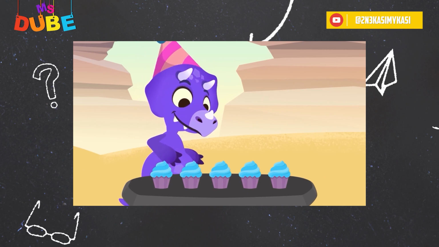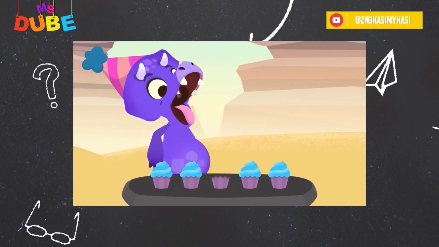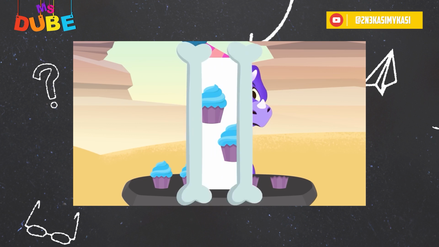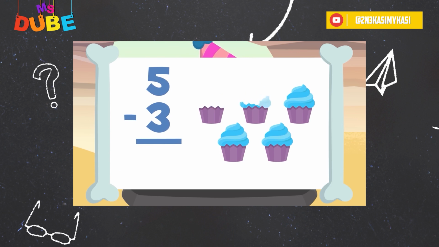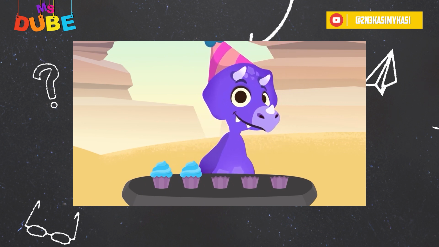Yum, yum! These cupcakes are mouth-watering. But wait, sorry! You've subtracted again without realizing. How many are there left this time? There were 5 cupcakes and you've eaten 3. So if we take away 3 from 5, there will be 1 and 2 cupcakes left. 2! 5 minus 3 equals 2. Awesome! Are you still hungry?